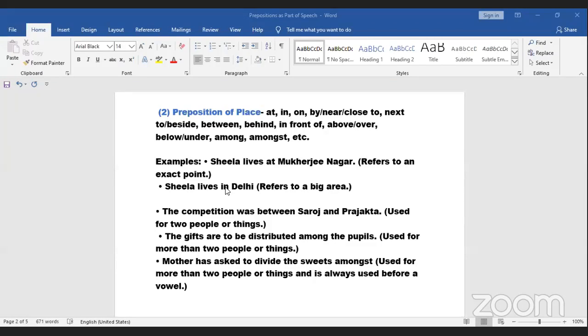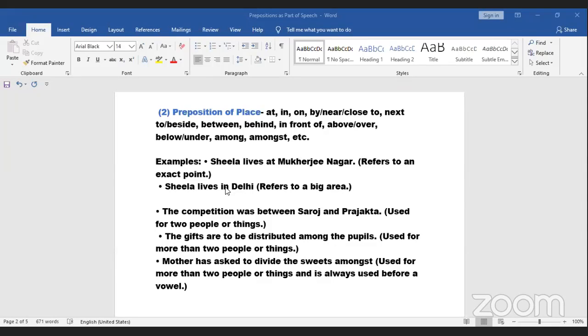Beside is a preposition of place. He sat beside me. But besides is another word. It's not a preposition. Besides is like apart from. Like, besides the students, teachers were also present. That means apart from the students, teachers were also present. So besides is apart from. Beside is adjacent, a preposition of place.